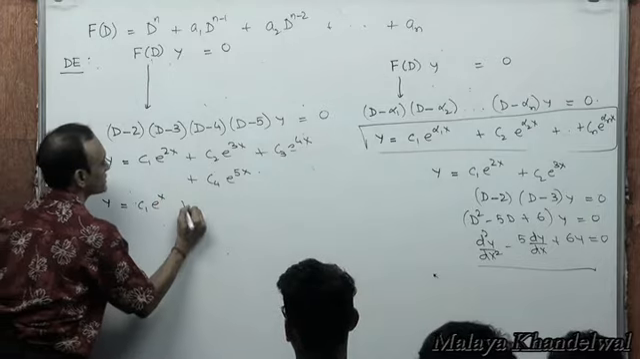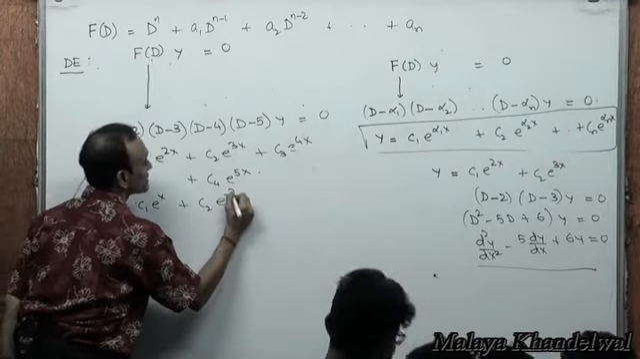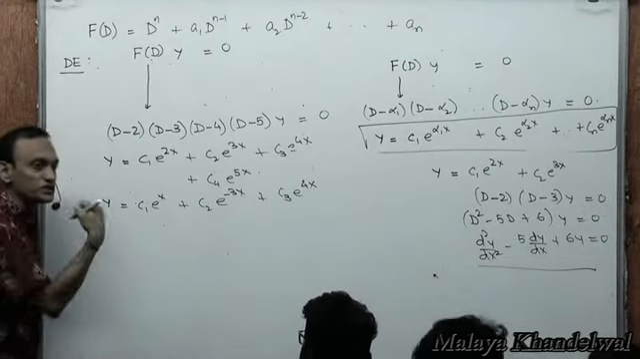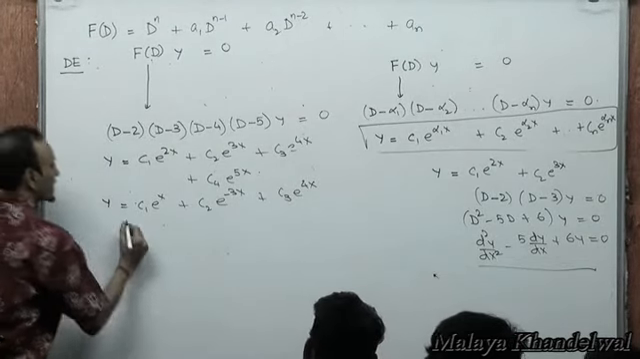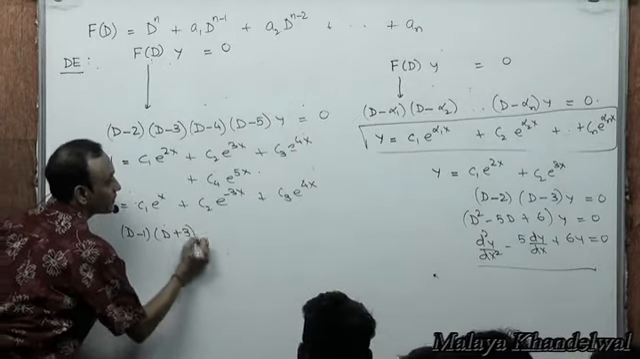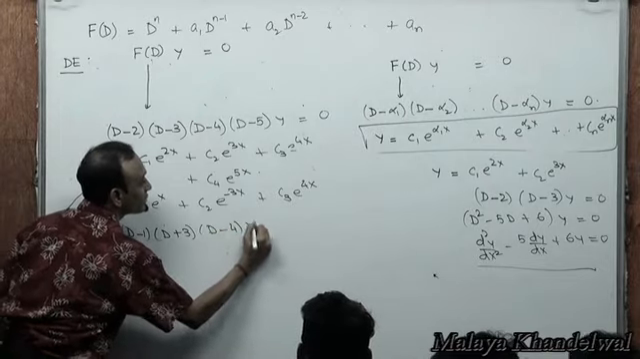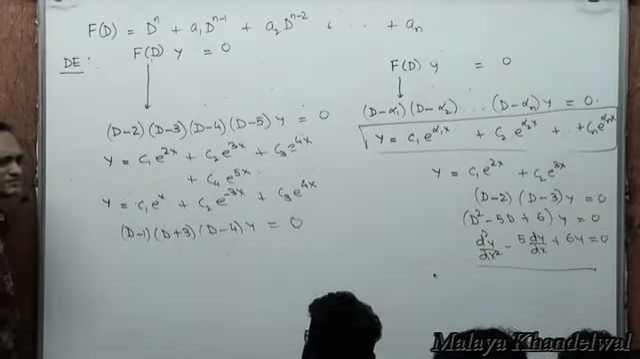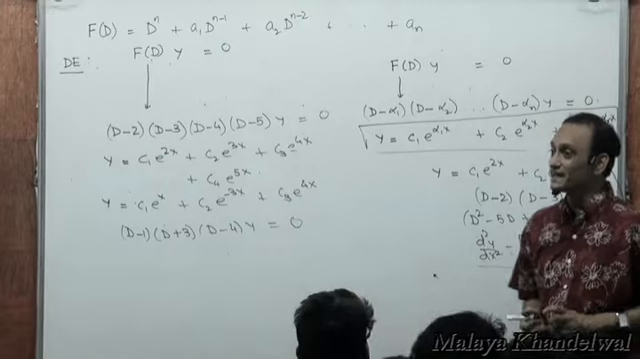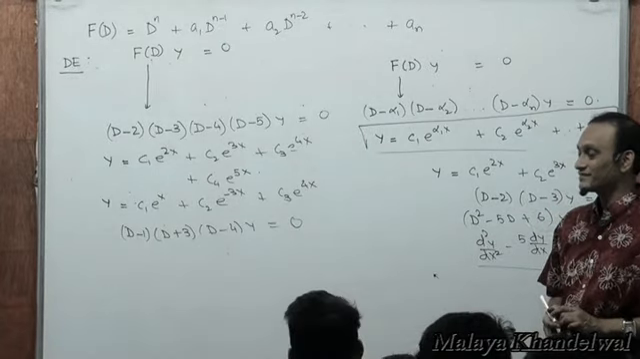C1 e power x plus C2 e power minus 3x plus C3 e power 4x. Find the differential equation whose solution is this. (D minus 1)(D plus 3)(D minus 4) acting on y will be 0. Multiply this out. That will be the corresponding differential equation of order 3. How easy it gets. Do you see that?